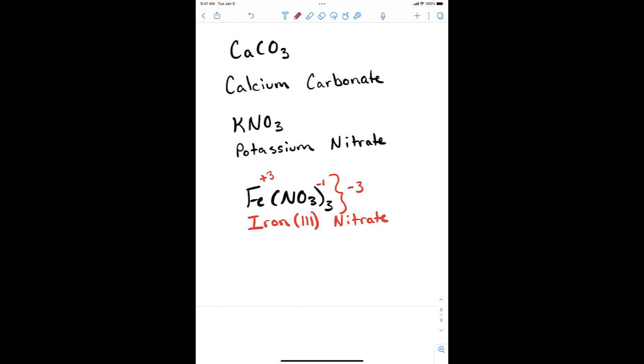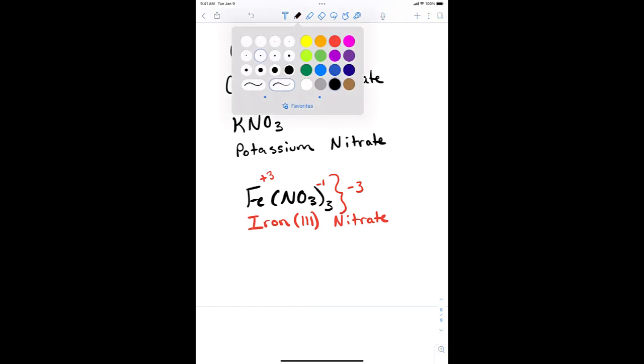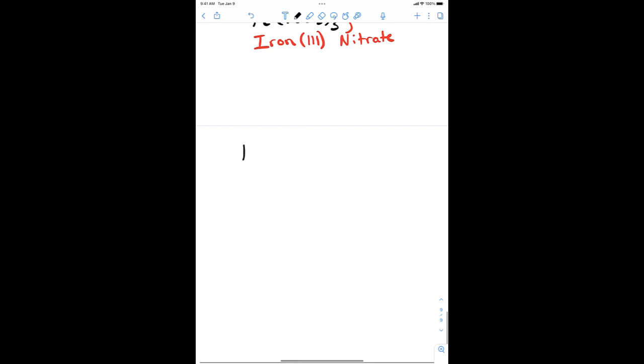Let's look at something like Al2(SO4)3. Alright, so the first thing I want to do is recognize that SO4 is a polyatomic ion. That is our sulfate ion. The other thing I want to do is look at my cation. My cation is aluminum. Aluminum is in group 3 on the periodic table. It can only have one charge, and so we don't have to worry about indicating its charge.